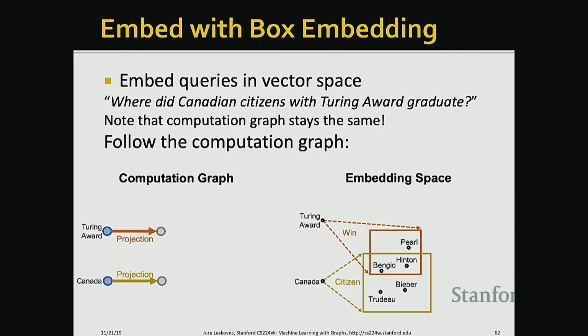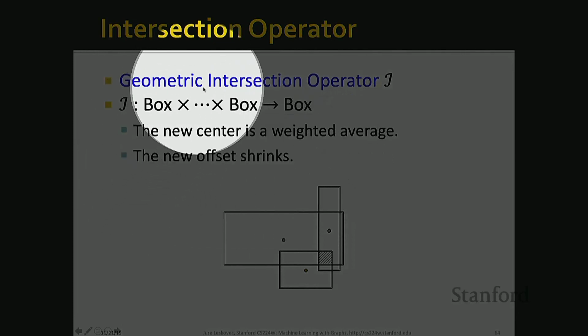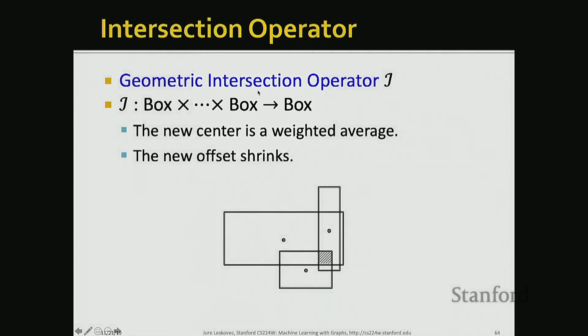So first step, now we know what to do. From Turing Award, rather than drawing a vector and then taking those neighbors, we find the box which encloses the entities that we care about. Same for Canada citizenship. But now we need the intersection, right? And visually, you can already see it. It's going to be this area. But how do we actually compute it? We had this projection operator before. Now we're going to have an intersection operator that goes from a set of boxes to a new box that represents the intersection.